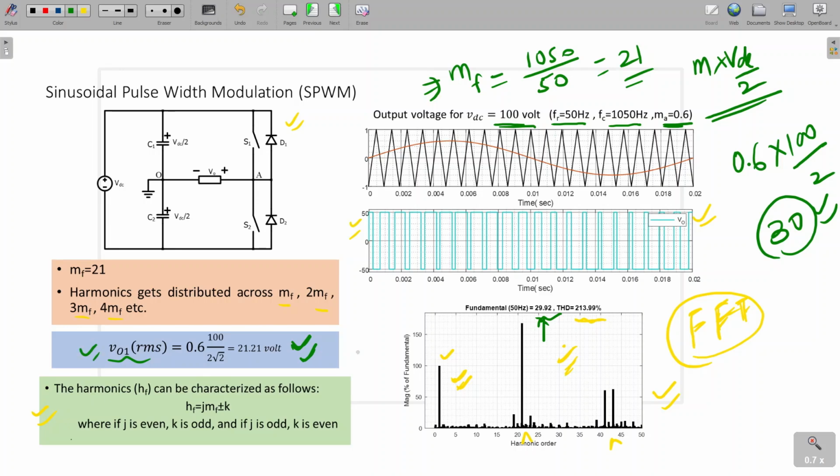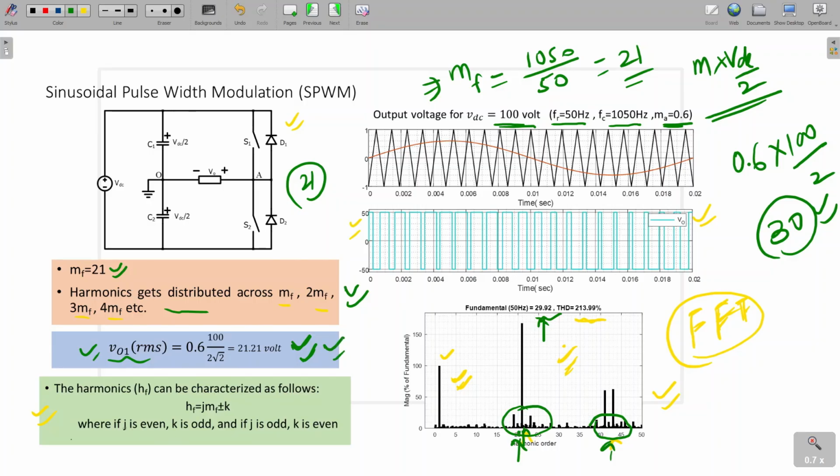So a numerical question can be framed like this one also, based on MF. Till now no question has come in GATE. So they can ask frequencies across which harmonics will get distributed. So here MF means 21. If you see here, this is 21. Across 21 only harmonics are getting. Here also, if you see 2MF, 42. So harmonics are getting distributed across MF and 2MF. This thing we should remember. Okay. And the fundamental equation.